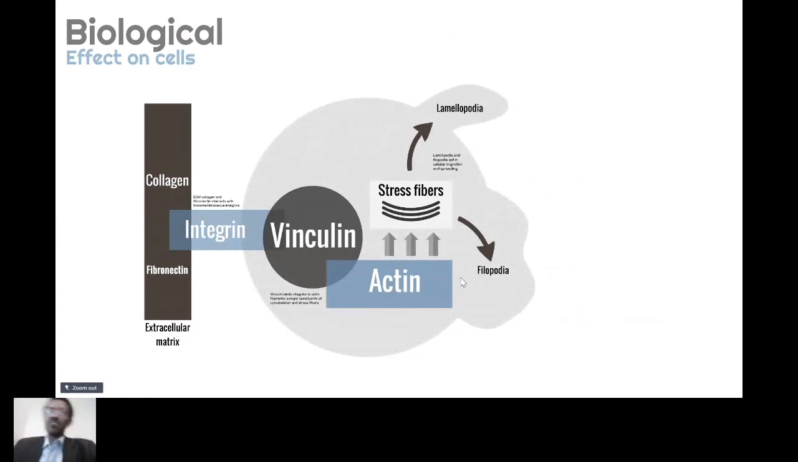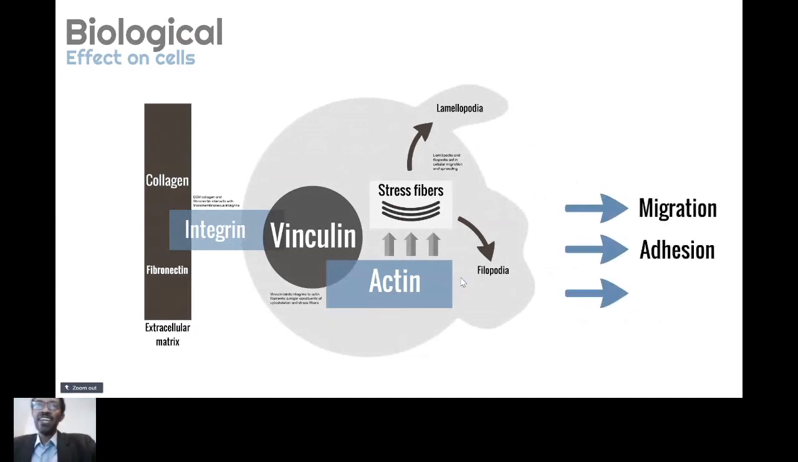For stress fibers to develop you need actin, and for actin to start being activated you need vinculin attachment to the integrin. So it is a cascade, a chain of reactions that will lead to migration, more adhesion, and more spread of osteoblasts. Basically it's the cytoskeletal development of the whole thing.